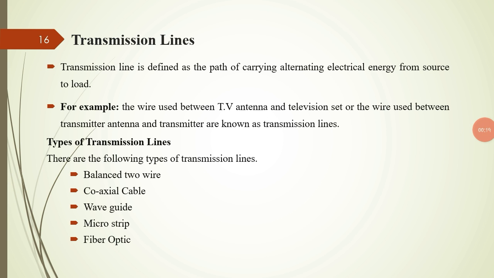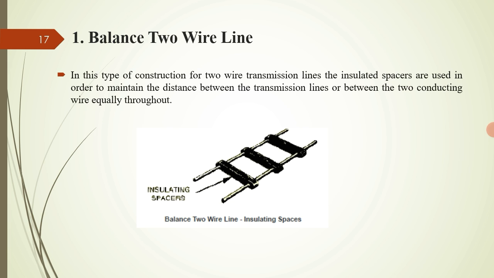So, transmission lines are defined as the path of carrying alternating electrical signal from the source to the destination. Here the transmission lines are classified into 5 types. One is balanced two wire, another is coaxial cable, the third is waveguide, the fourth is microstrip, and the fifth is fiber optics. First is the balanced two wire line.